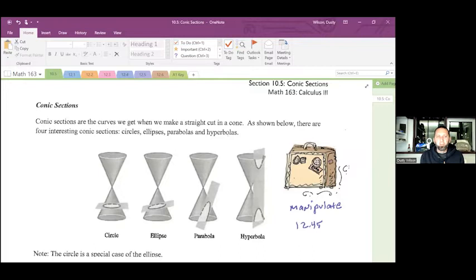So conic sections are the curves we get when we make a straight cut in a cone. As shown below, there are 4 interesting conic sections: circles, ellipses, parabolas, and hyperbolas. There's also a couple of other conic sections that are, maybe you could say, less interesting. And I'd also like to note that the circle is just a special case of the ellipse.